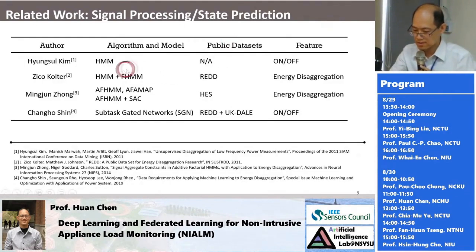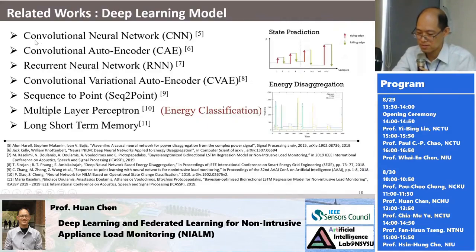Next, Dr. Zhong improved the results by developing an adaptive factorial hidden Markov model with a signal aggregate constraint. So SAC is a very interesting one, and it gets a very good result. All right, the fourth important paper is by Dr.